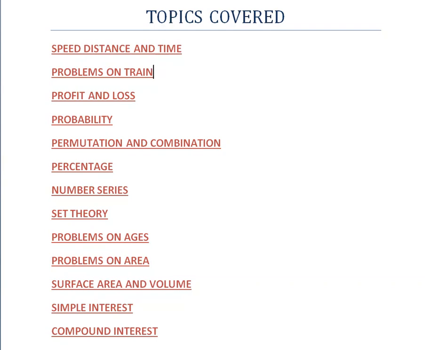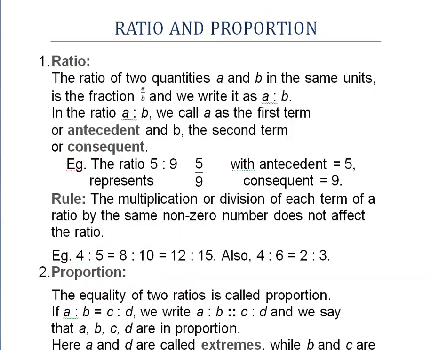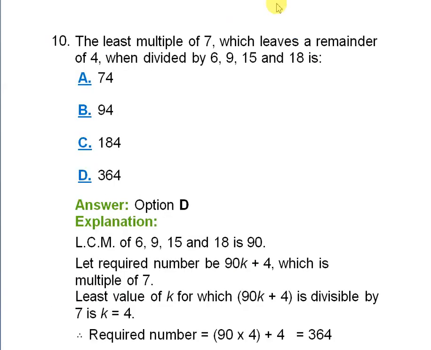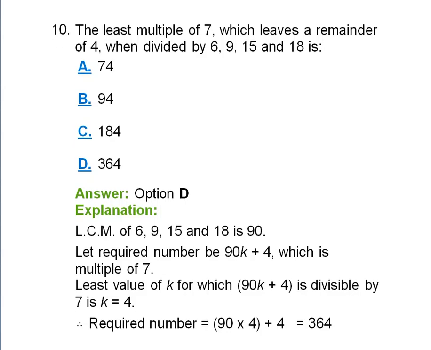So let's move on to the topic of ratio and proportion. There was a homework problem which was given in HCF and LCM part 2. So we will go for that first, and after that we will move on to the topic of ratio and proportion. So this was the homework problem: The least multiple of 7 which leaves a remainder of 4 when divided by 6, 9, 15 and 18 is.